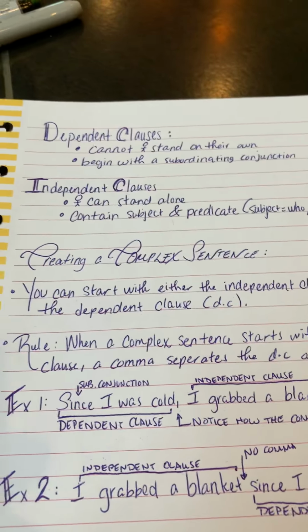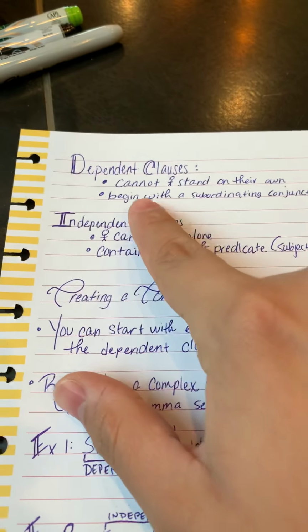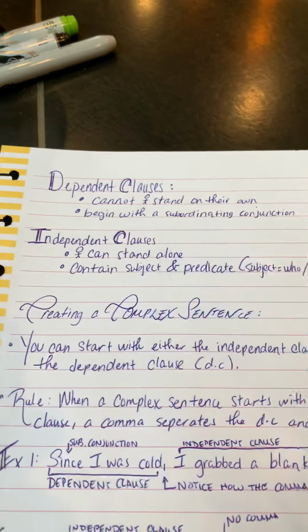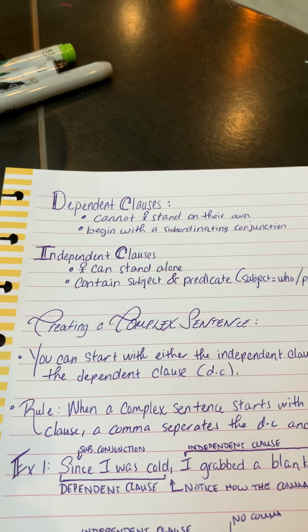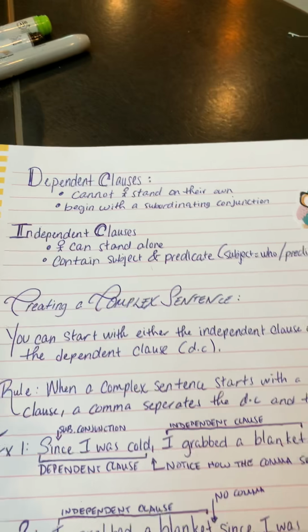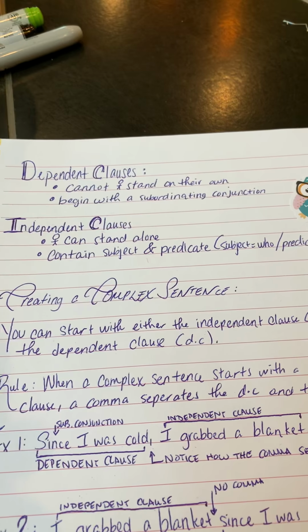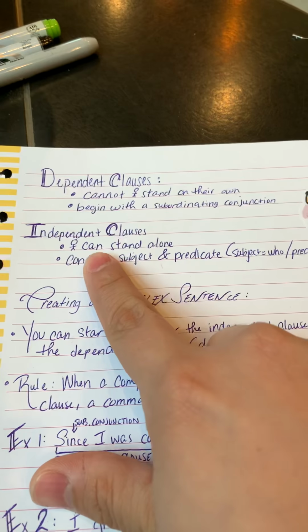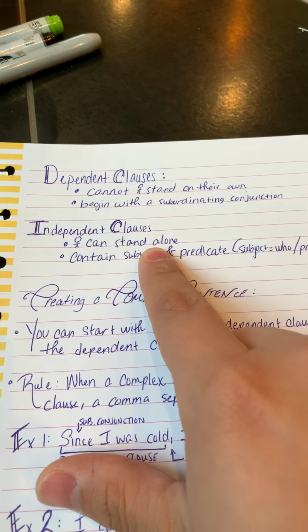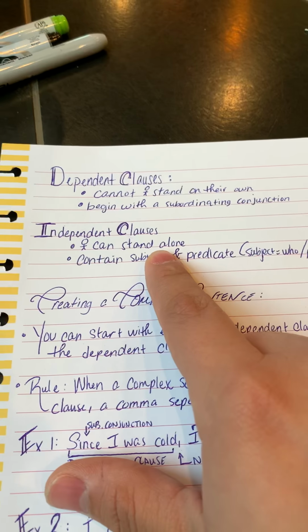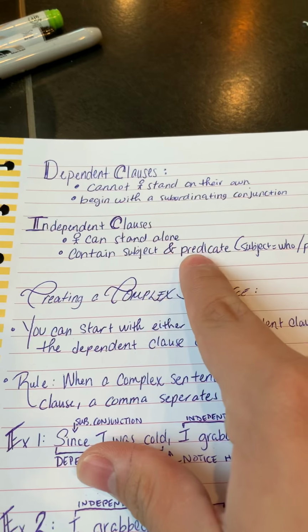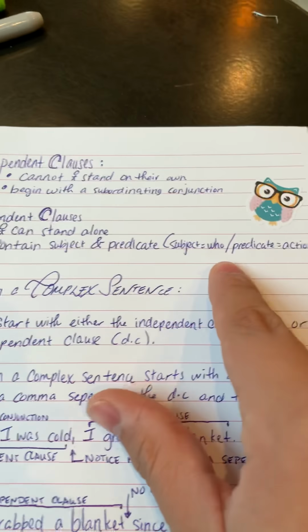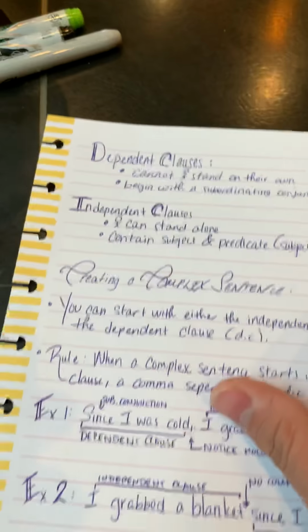Dependent clauses can't stand on their own, and they begin with a subordinating conjunction. What does that mean? Subordinating conjunctions are since, although, because, things that kind of need more assistance or more significance to give it meaning, right? Independent clauses can stand alone. If you give me a sentence that's an independent clause, I'll understand everything you're telling me because it contains a subject and a predicate. My subject being the who, my predicate being the action.